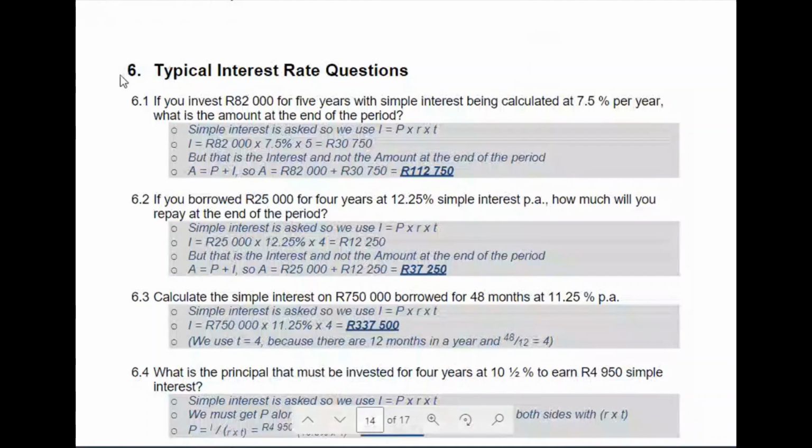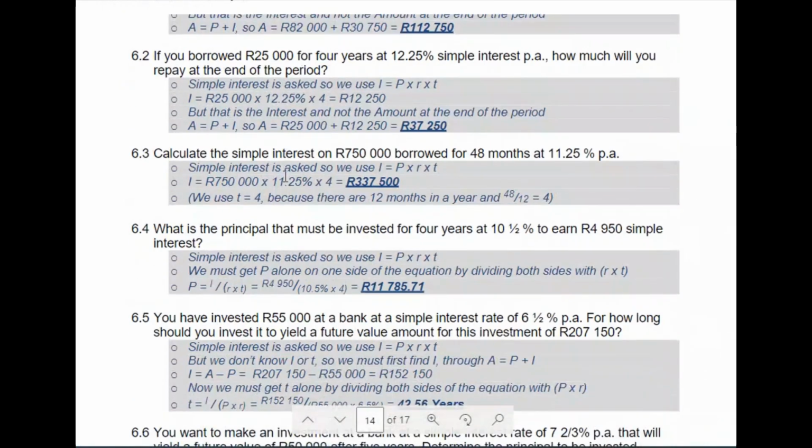So here's the question. Here it was question number 6. Now in the exams that you might have, it might be question 8 or 9, who knows, but the question layout will not change. So here it says 6.1.